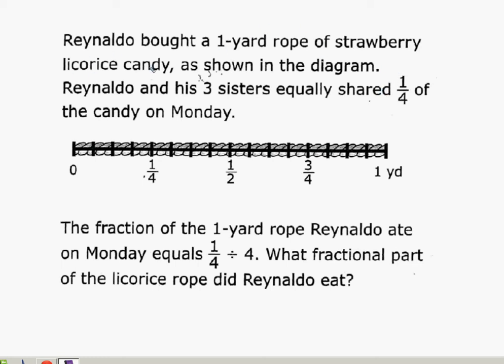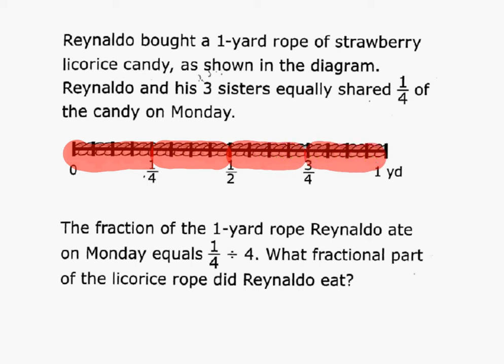So, Ronaldo bought a 1-yard rope of strawberry licorice candy as shown in the diagram. So here's one whole yard. Ronaldo and his 3 sisters equally shared 1/4 of the candy on Monday. So this is how much candy Ronaldo had. This is how much his sister had. This is how much his other sister had. And this is how much his other sister had. So just to be clear, this is how much Ronaldo gets total. This much. This is for sisters.